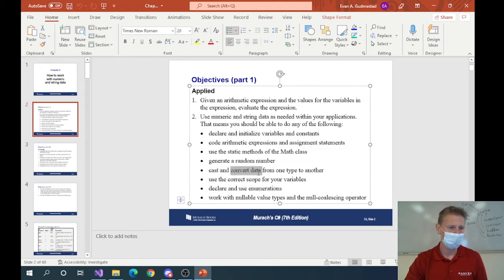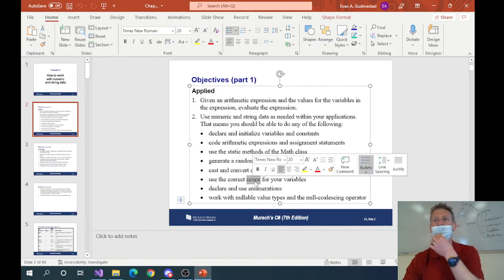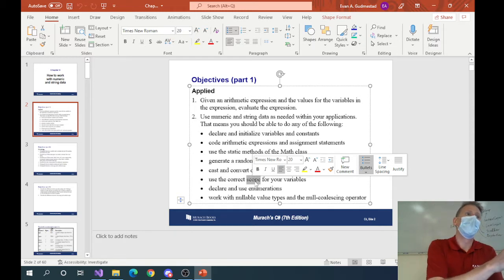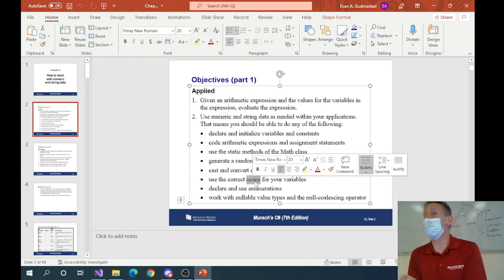Anyways. Converting data types is another thing we need to learn more about. Scope is a mouthwash, right? So scope is a mouthwash, but scope is also a programming term that refers to when a variable can be used.